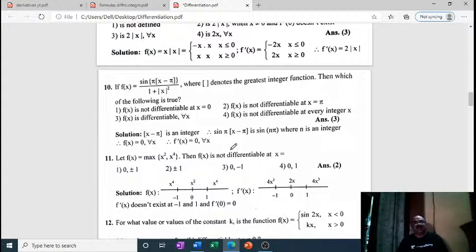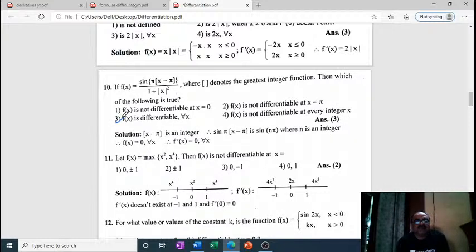So x minus pi is an integer here. Therefore, sine of pi into x minus pi is sine of n pi, where n is an integer. Therefore, f of x is equal to 0 for all values of x. And if you differentiate, f dash of x is also equal to 0 for all values of x. So the right answer is f of x is differentiable for all values of x.